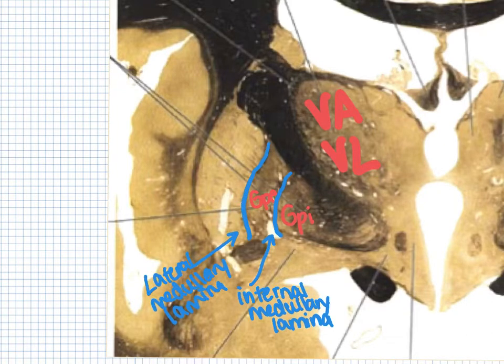And just to reiterate, the lateral medullary lamina will be bordered by the putamen. The putamen's lateral border will be the external capsule located here. The external capsule will be bordered by the claustrum, which is this gray matter located right here. And then the claustrum will be bordered by the extreme capsule located here.